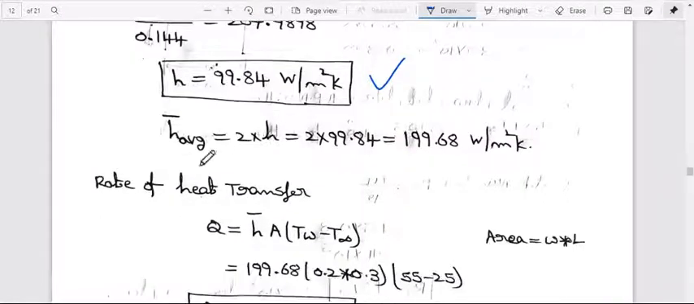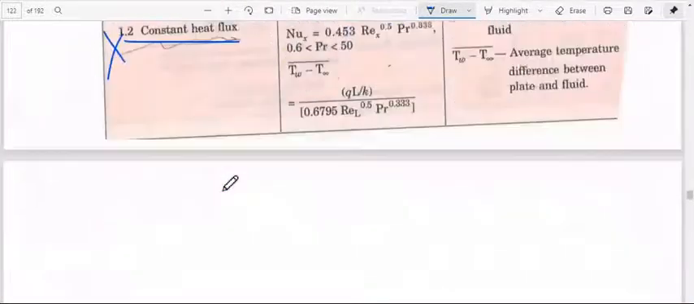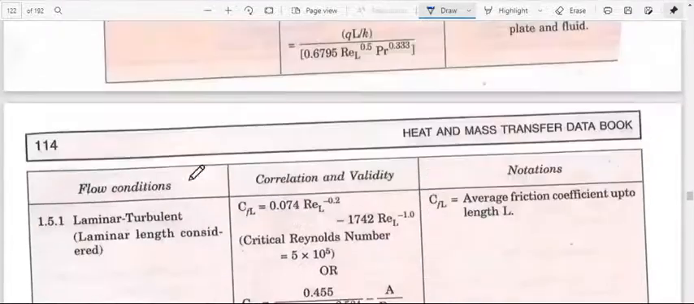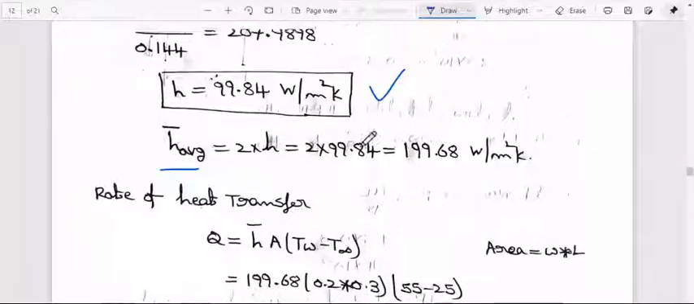Now we need to calculate the average value. Average means both sides, so 2 into H. This formula is also available in the data book page number.